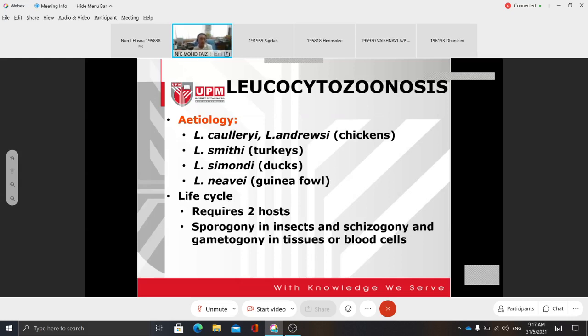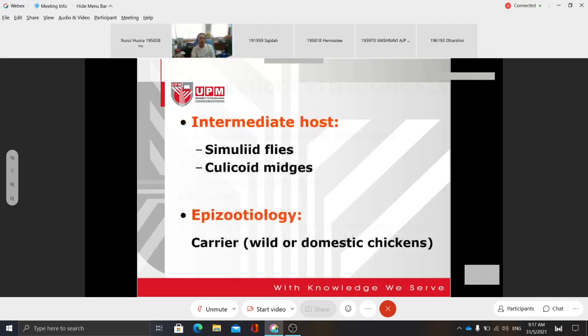When I talked to a lot of vets that were working in the northern area, Kedah area, they keep saying that this is a common thing. They'll see it almost every week in broilers, especially if the farm is located nearby a paddy field or something. Okay. The intermediate hosts are simulium flies, Culicoides midges, and mosquitoes. For the epizootiology, the carriers are wild or domestic chickens.